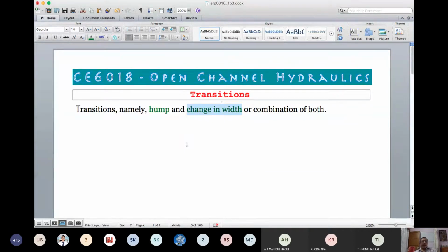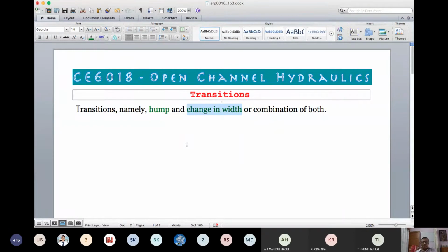Now, if I provide a hump of say 10 centimeter, then what will be the new specific energy? The new specific energy will be 10 centimeter less because the datum has gone up by 10 centimeter. So 1.2 minus 0.1 meter, the new specific energy will be 1.1 meter. That is, pre-hump specific energy is 1.2 meter and post-hump specific energy will be 1.1 meter.